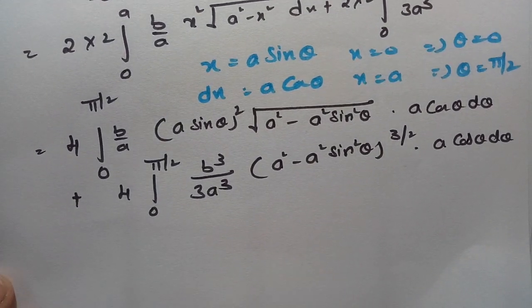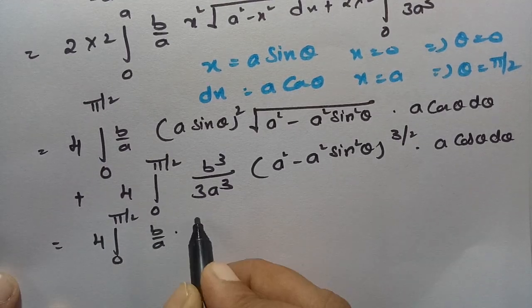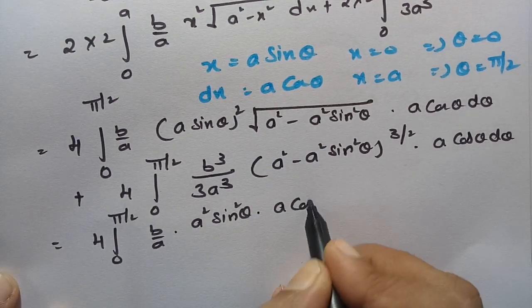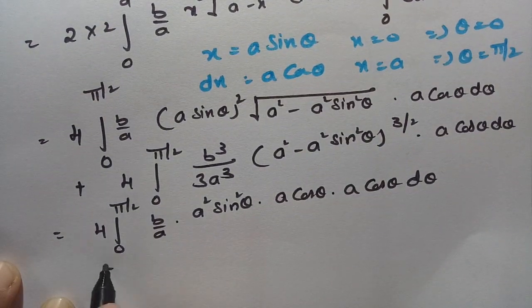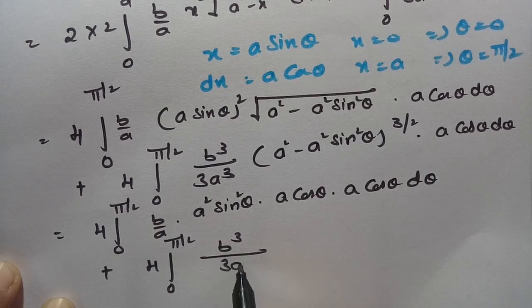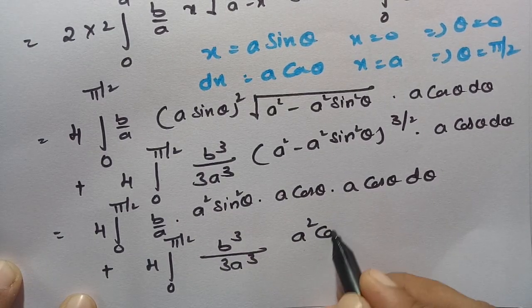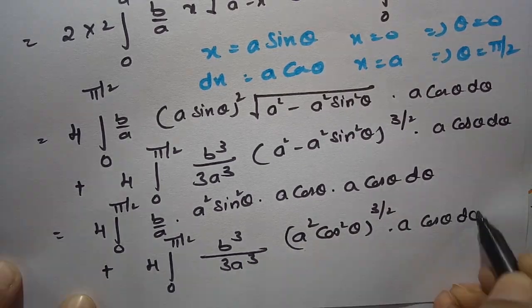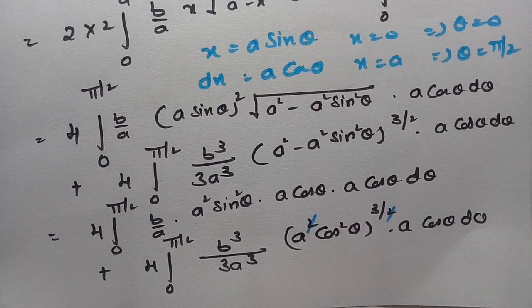Now I have to calculate all these. So this will be 4 times the integral from 0 to pi by 2 of b by a, this is a square sin square theta, and this is nothing but a cos theta, and this is also a cos theta into d theta, plus 4 times the integral from 0 to pi by 2 of b cube by 3a cube. So this will be a square cos square theta whole power 3 by 2 into a cos theta into d theta. So now I can easily cancel the square. And what remains next?